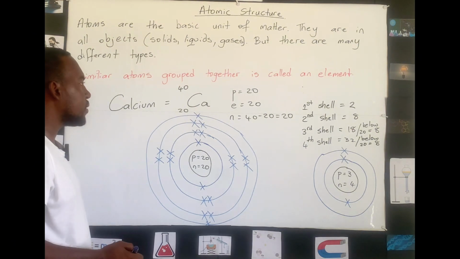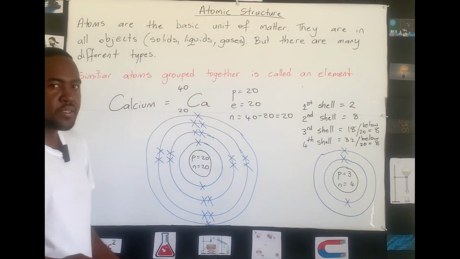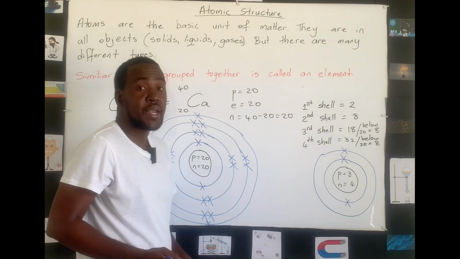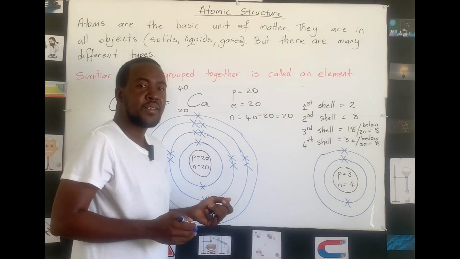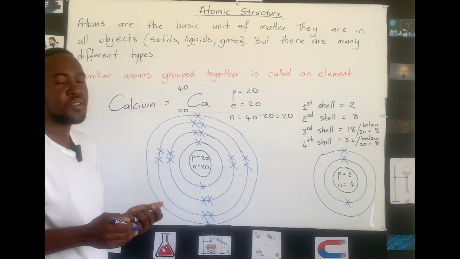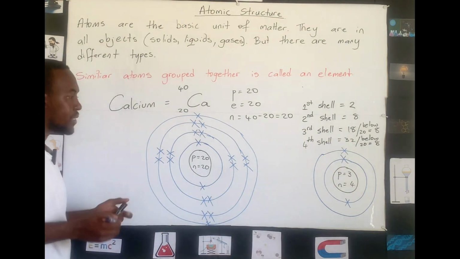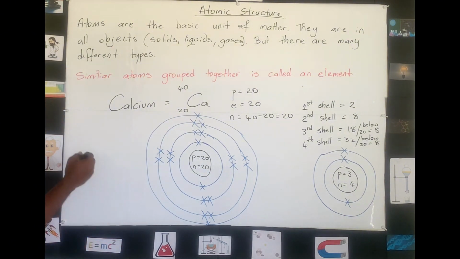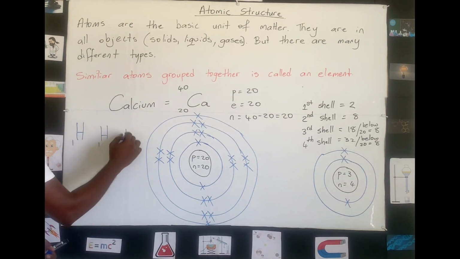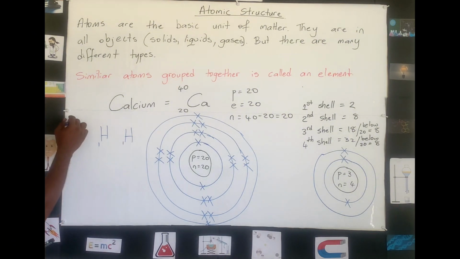Now, the final thing to learn about atomic structure at this level is a term called isotopes. Isotopes are the same element, but they have different masses. Isotope means they have the same atomic number, but their mass numbers vary. The basic isotope, or the first one, is hydrogen. Hydrogen exists as 3 types. All of them have atomic number 1, but the mass numbers vary: 1, 2, 3.